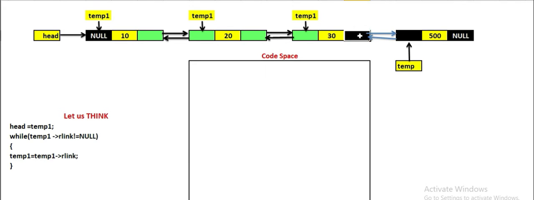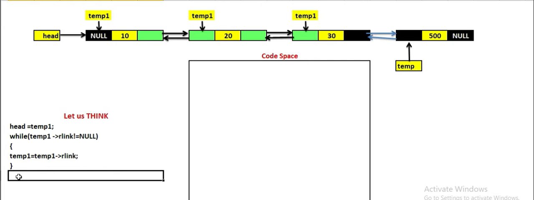So these two will no longer be null, because this is going to have the address of the last node, and the last node will have the address of the last minus one node. So once it reaches the end, temp 1, we are going to write temp 1's right link, which will be updated with the address of temp.